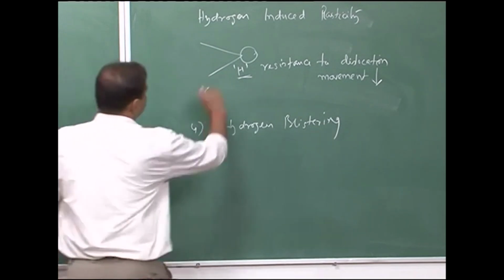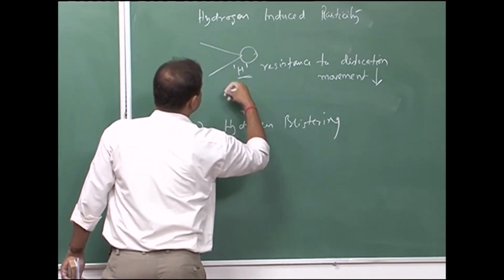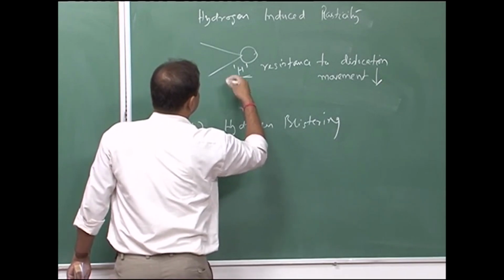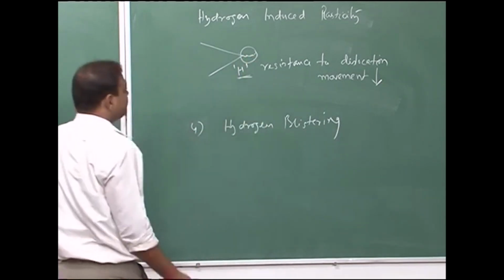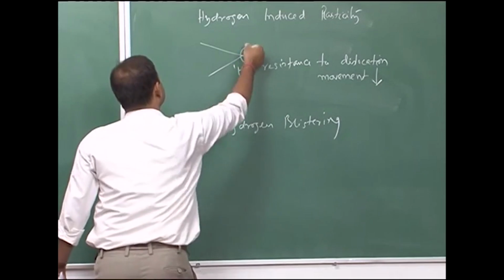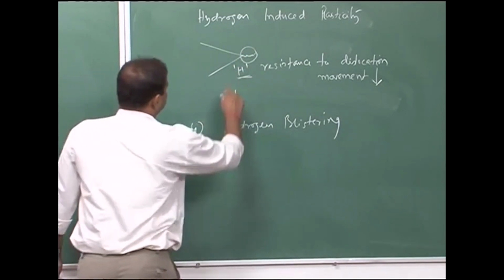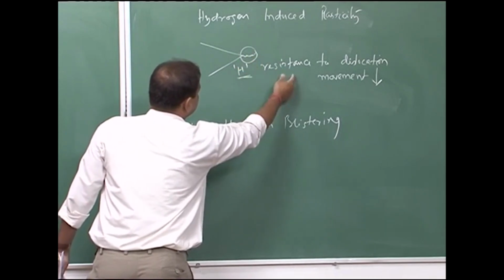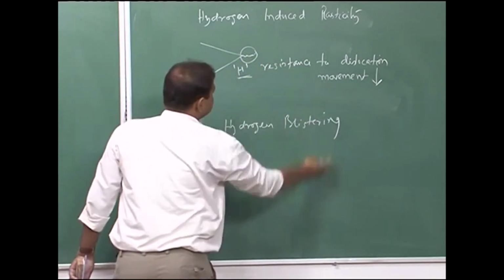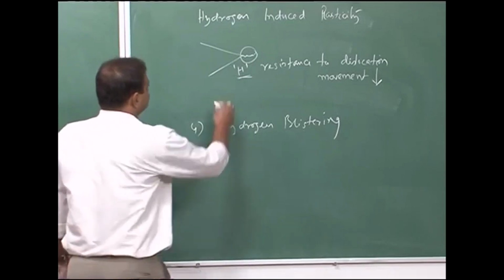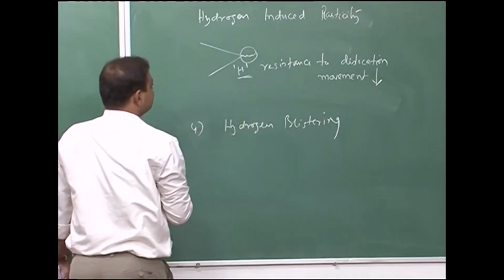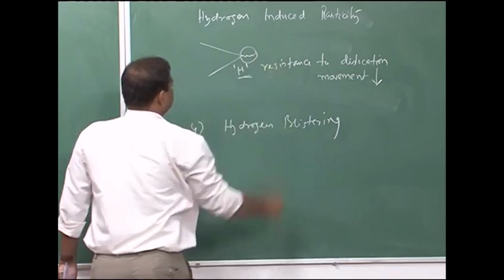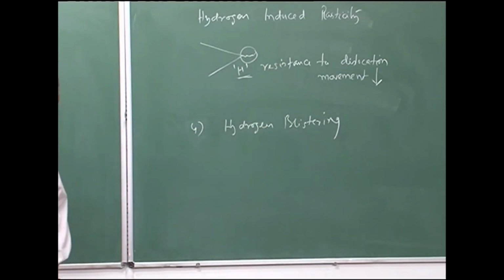So, this zone of the crack can be deformed, and then the crack can propagate. Once it deforms, strain hardening can happen. But actually hydrogen reduces the dislocation movement, so the strain hardening effect would be much less. So, the crack can propagate easily. So, this is hydrogen induced plasticity.